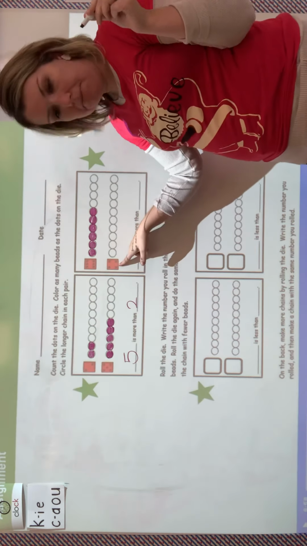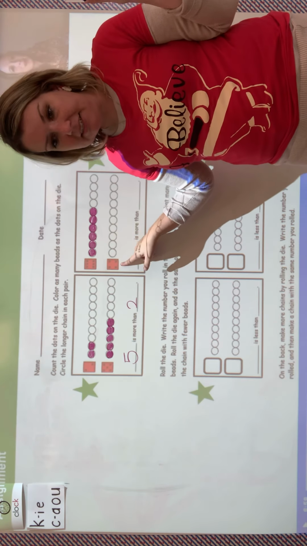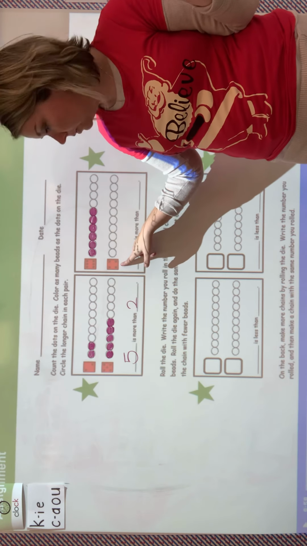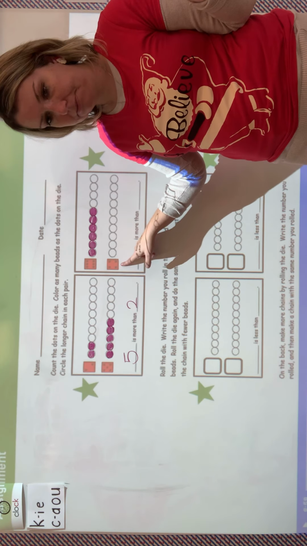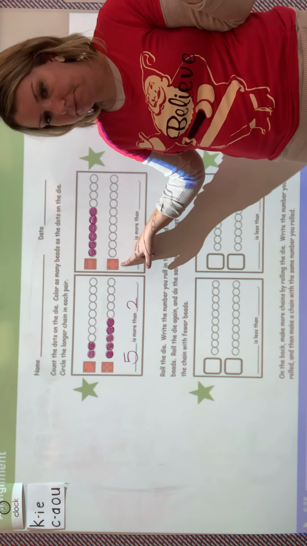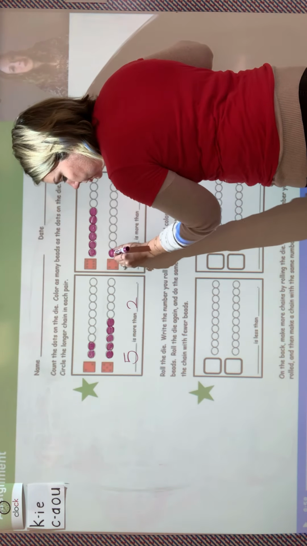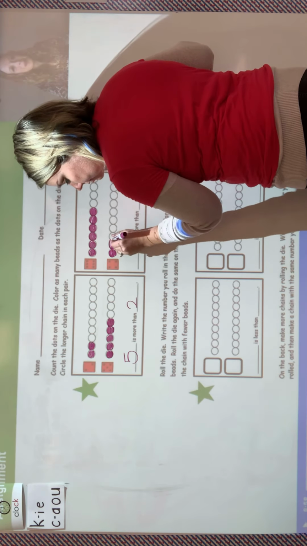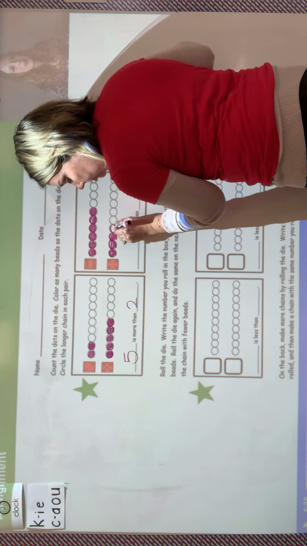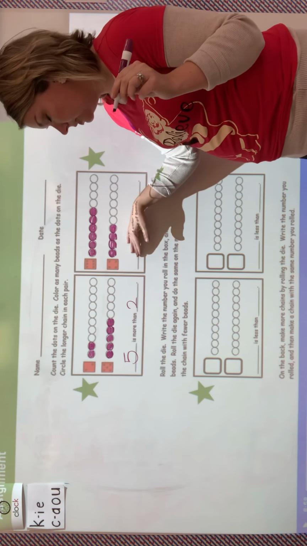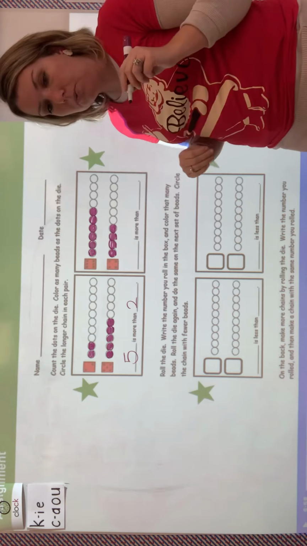Now, how many are on this bottom dice? How many are on this one? Nicole. 4. So I'm going to color in 4 circles. You do it too. Now my sentence says blank. Well, actually, I'm sorry. Before we do that, I need to circle the one that's longer.